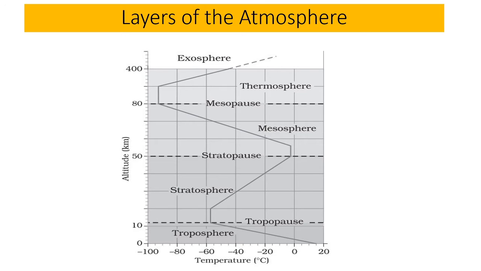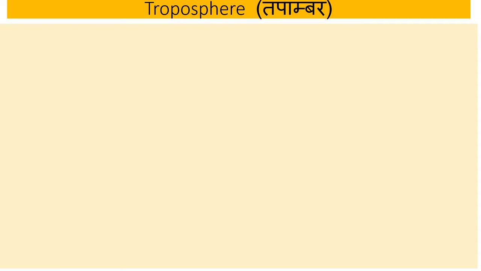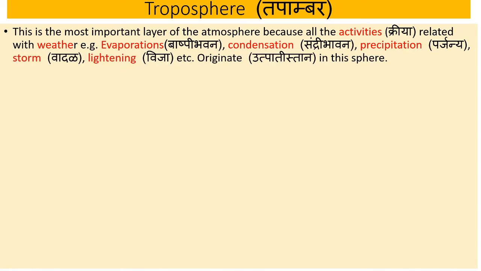On the y-axis, altitude is given, and on the x-axis, temperature is given. And if you observe in this figure, in the troposphere, temperature is decreasing with the increase in the height. That we will see in the next slide. So now first we will see the first layer, which is troposphere.